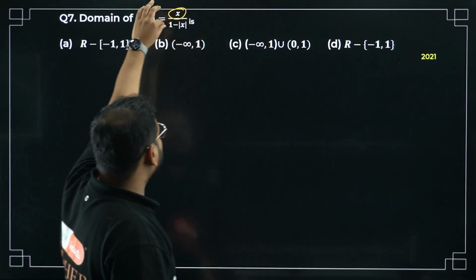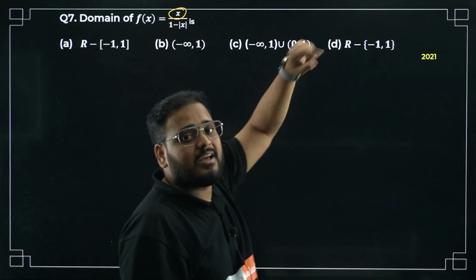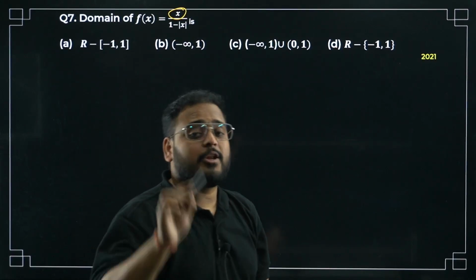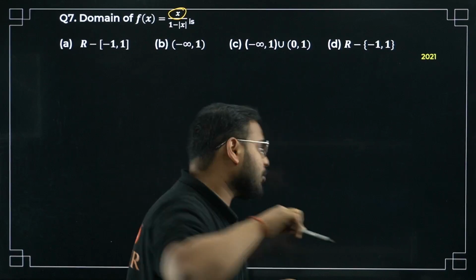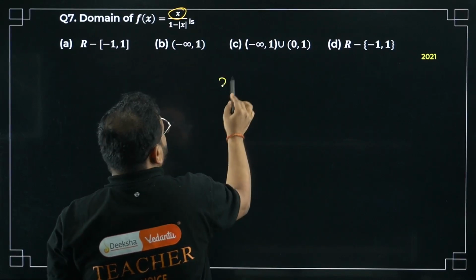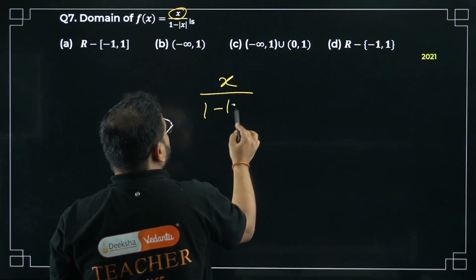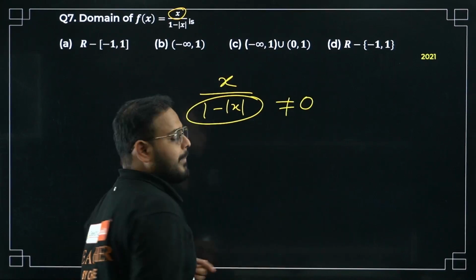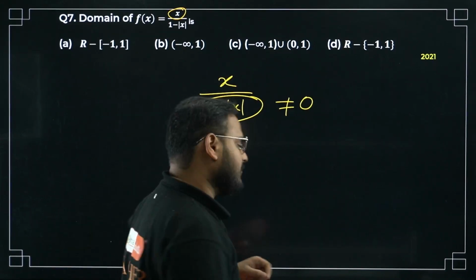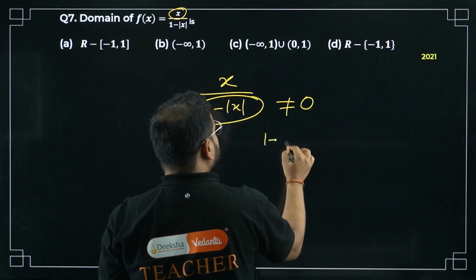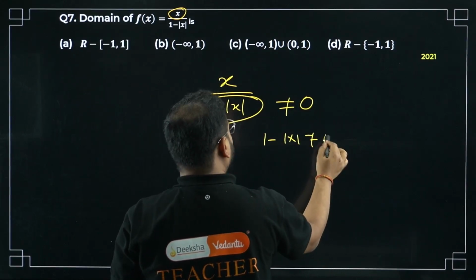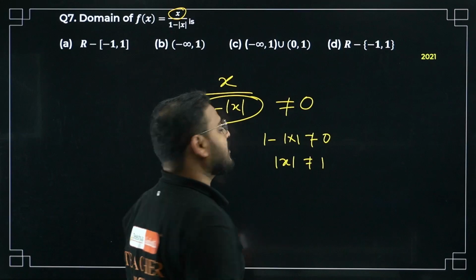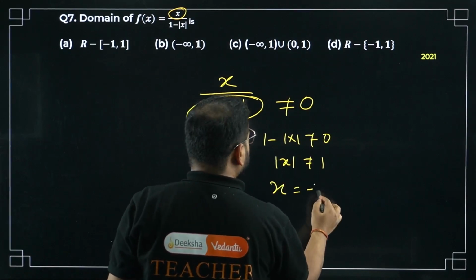But the only thing that is there, what type of function is this? It's a rational function, sir. It means the denominator can never be 0. I taught you this. This value, 1 minus mod x, can never be equal to 0. All of you agree? Yes. It means 1 minus mod x can never be equal to 0, so mod x can never be equal to 1. When is mod x equal to 1? When x is either minus 1 or plus 1.